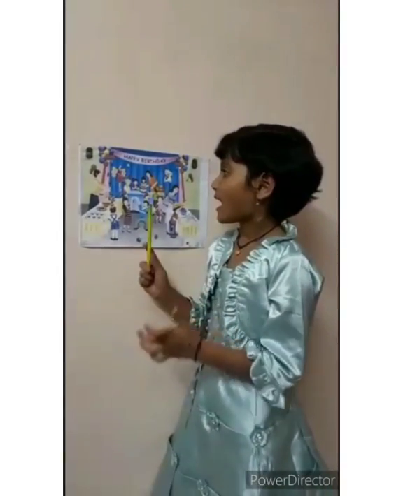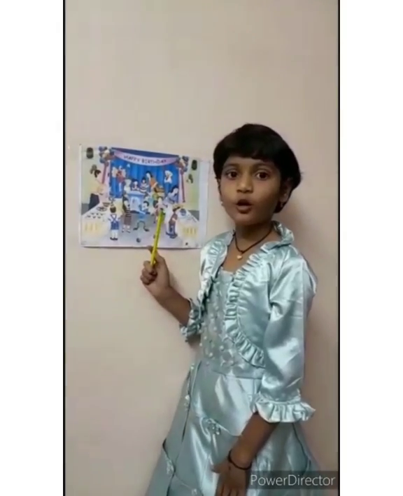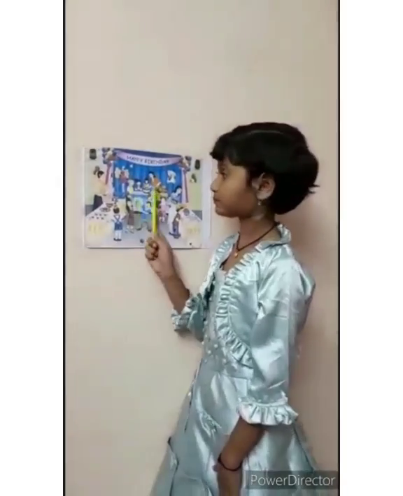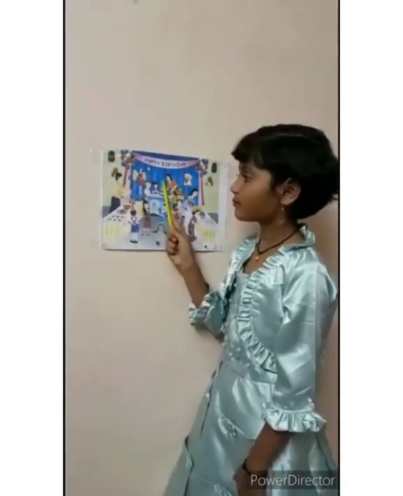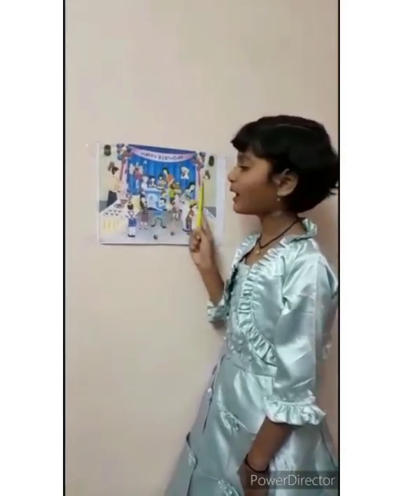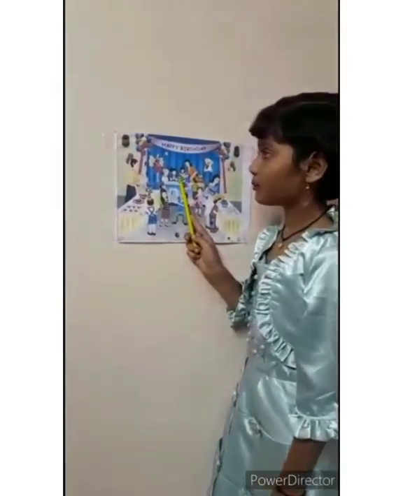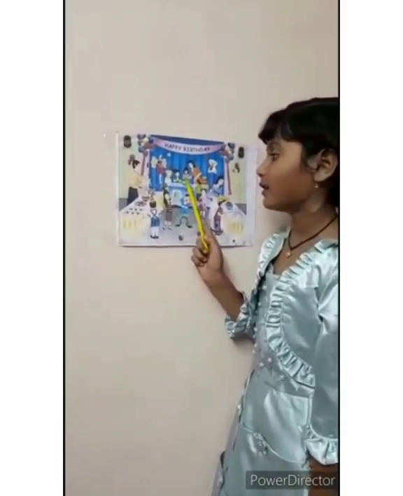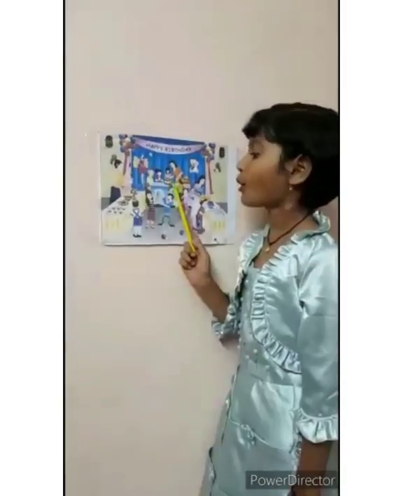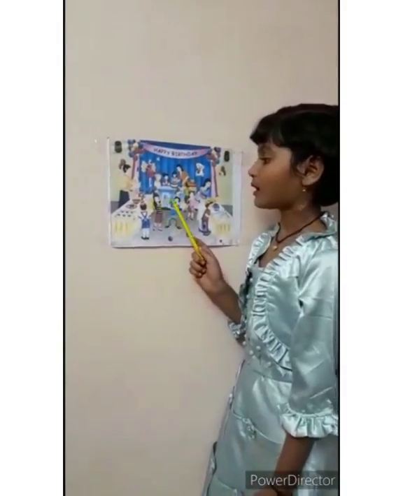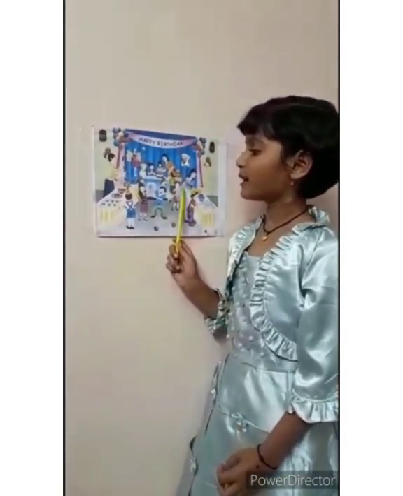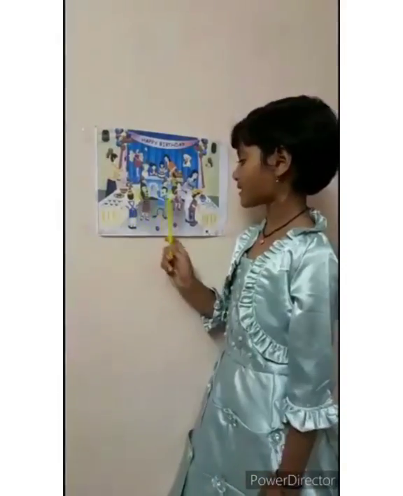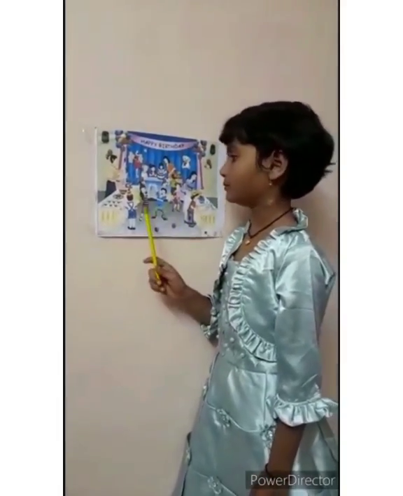Today's topic is picture talk, and I am going to talk on birthday party. This is a picture of birthday party. The birthday child is a girl. There is cake on the table. There are 9 children in the picture. Two of them are wearing birthday caps. We can see snacks and gifts on the table.